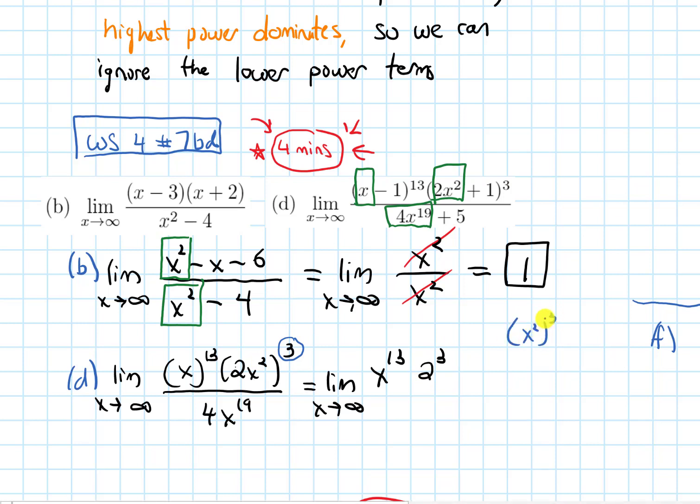If I have a power to a power like this, I multiply the powers, and I'll get x to the 6th power. Okay, so I'll have x to the 6th over 4x to the 19. And now x to the 13 times x to the 6th, that is perfectly x to the 19. So these will cancel exactly. And what we're left with is 2 cubed, which is 8, over 4. And that simplifies to 2. And that is our answer.